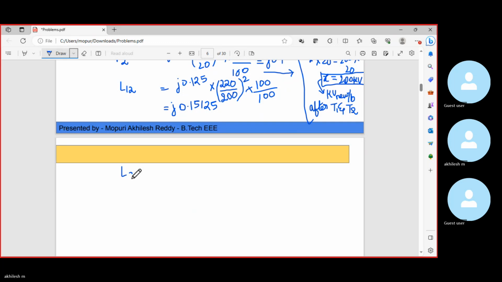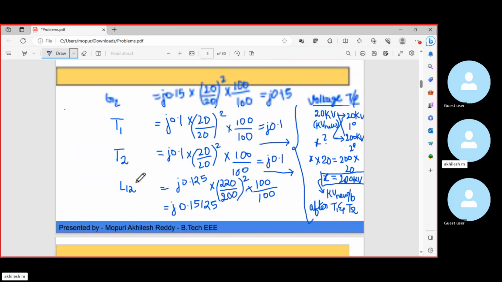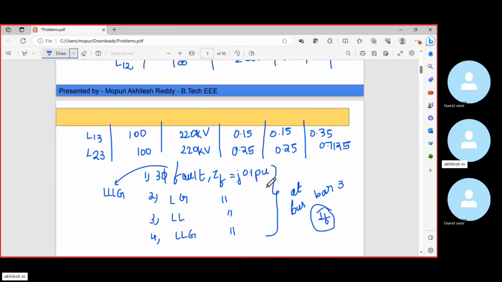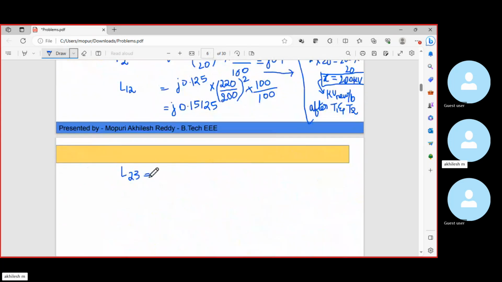Now let us find out for L23. What is the value of L23? Here it is 0.25. You find out j0.25, which is my old per unit value, into 220 divided by 200 whole square, again here also 220 kV is the old kV, into 100 MVA by 100.